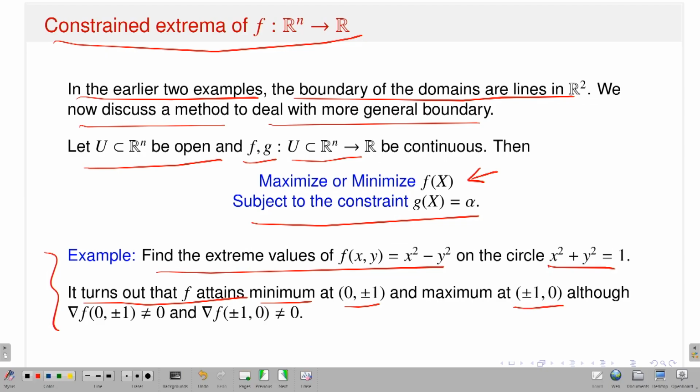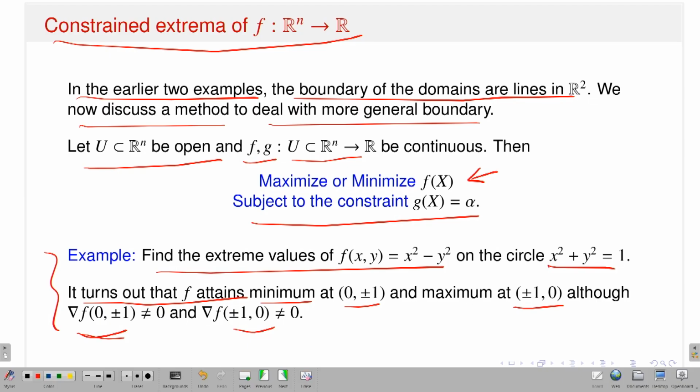Although the gradient vectors there are non-zero. At a critical point, we know that if all the first order partial derivatives exist, they have to be 0. Therefore the gradient is non-zero, that means the first order partial derivatives at the points (0, plus minus 1) and (plus minus 1, 0) are non-zero. So that means it is not a critical point. Nevertheless, it attains a minimum and maximum.